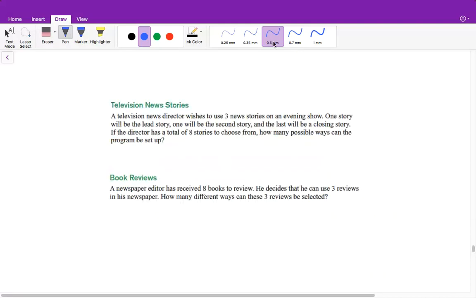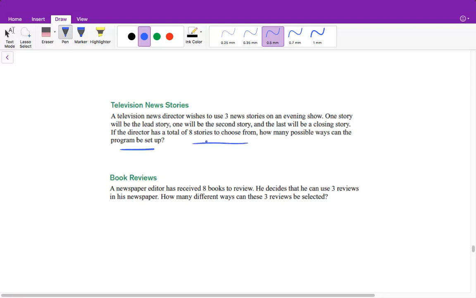All right, before we do an example though, I do want to go through and show you the difference between a permutation and a combination. Here it says, a television news director wishes to use 3 stories on an evening show. One story will be lead, second, and a closing story. If there's 8 total stories to choose from, how many possible ways can a program be set up?